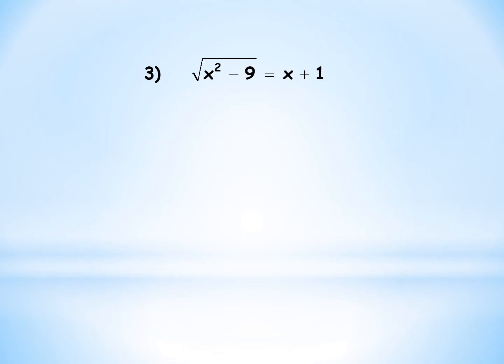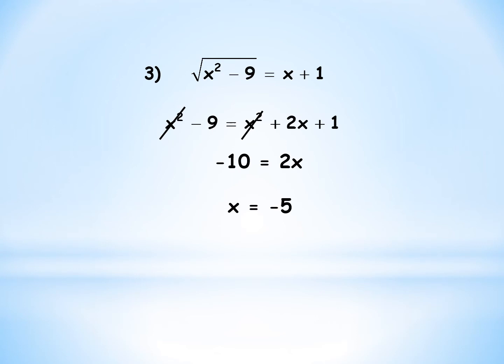All right, here's another one. The square root of x squared minus 9 equals x plus 1. So now my radical is already isolated, so I simply have to square both sides. Remember, when you square the right side, it's x plus 1 squared. So it's x plus 1 times x plus 1. So you'll have to FOIL that out. And now that you have that, your x squareds will cancel out. And you'll have, if you subtract the positive 1 over, you'll have negative 10 equals 2x. And you'll get x equals negative 5.